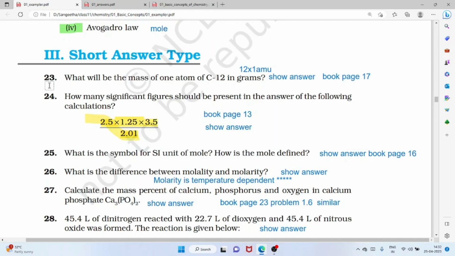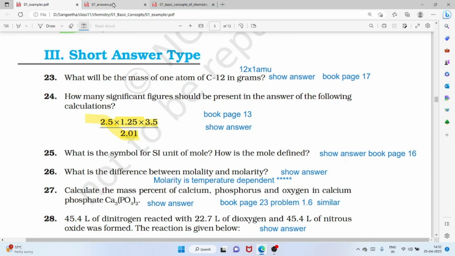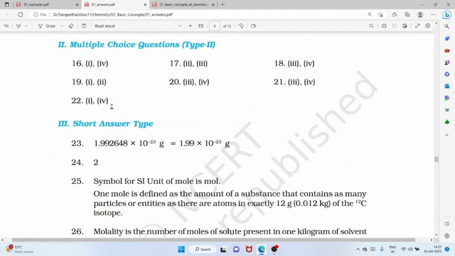Short answer type. What will be the mass of 1 atom of carbon-12 in grams? This is 12 into 1 atomic mass unit. That will come to this. I will show you in the book.